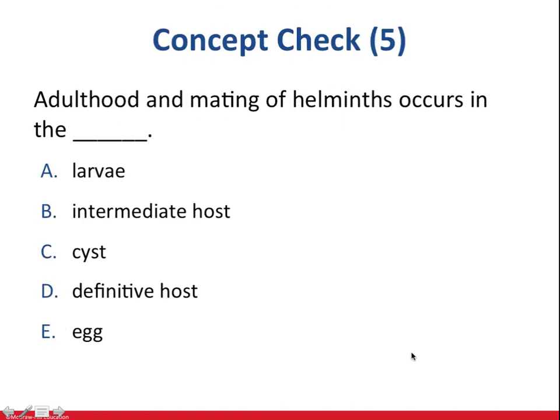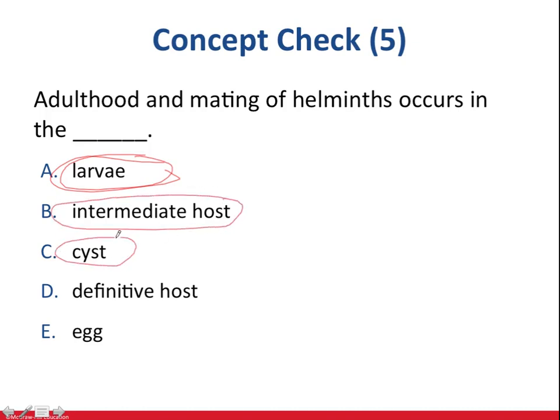Now let's work on this question. Adulthood and mating of helminths occur in the... I give you 5 seconds, so you can review the previous slides. Okay, larva is not the answer, because the larvae are still the children of the helminths. Intermediate host is not for the adult helminths. Cyst is not for humans.